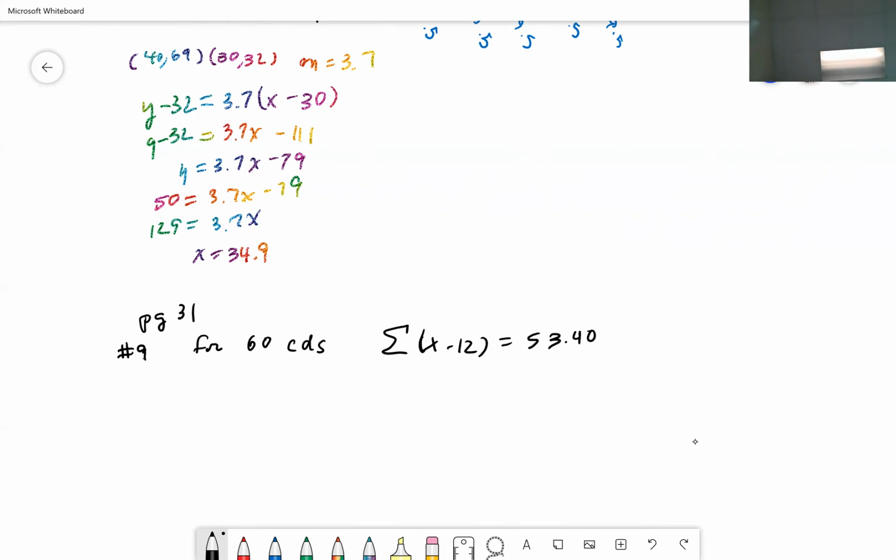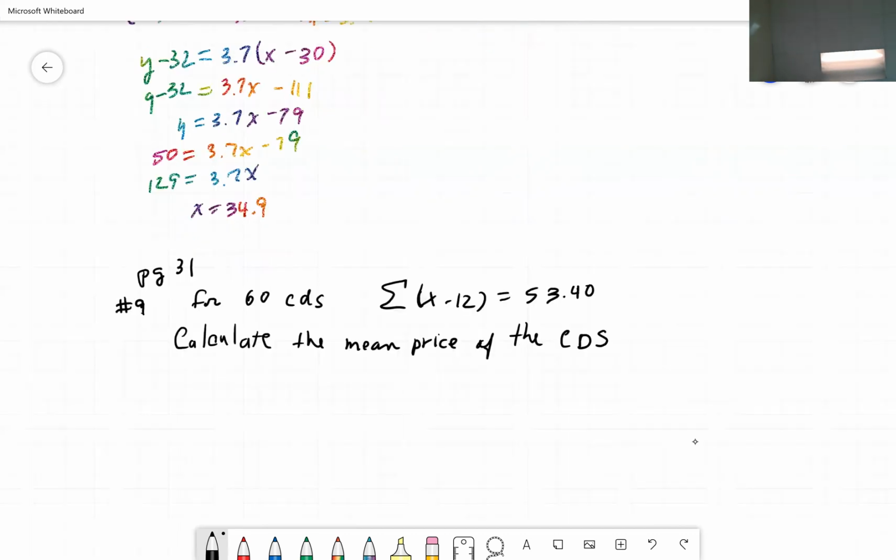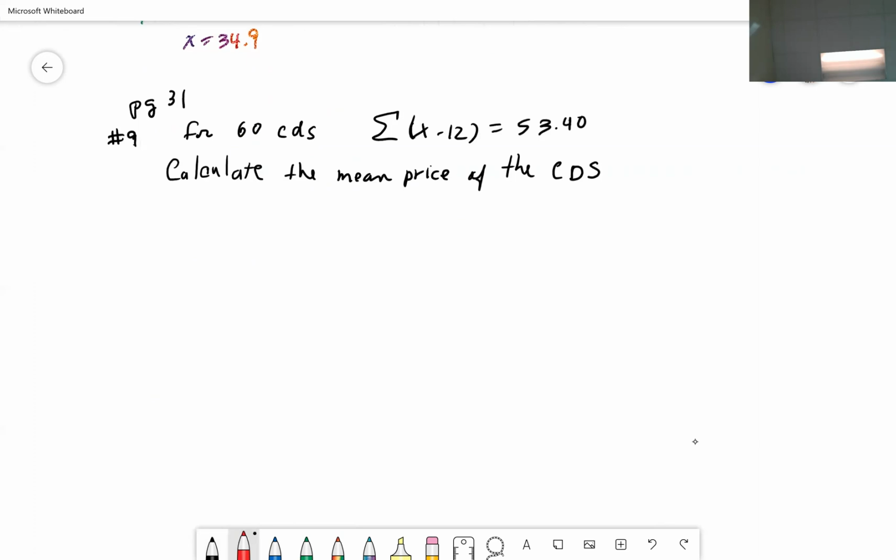It says first, calculate the mean price of these CDs. So let's do that first. Do you guys want to explore this, or you just want me to give you the answer and just do it quickly? Or do you want to explore so you can understand?